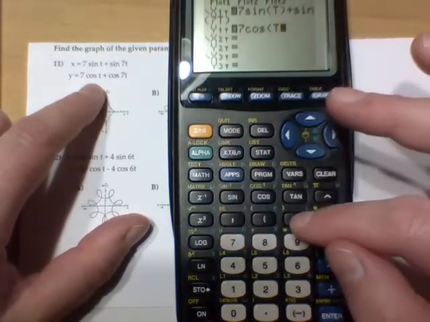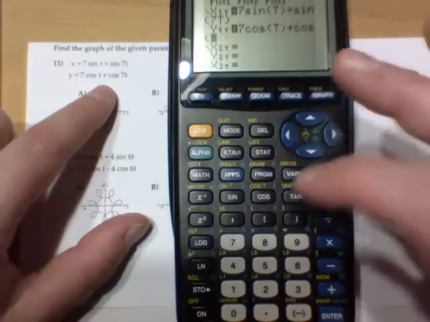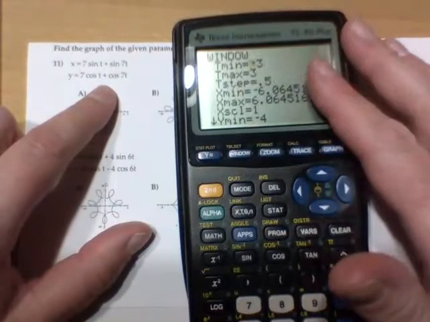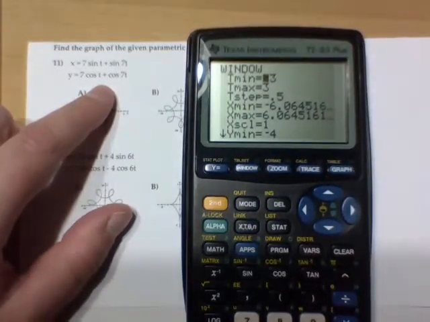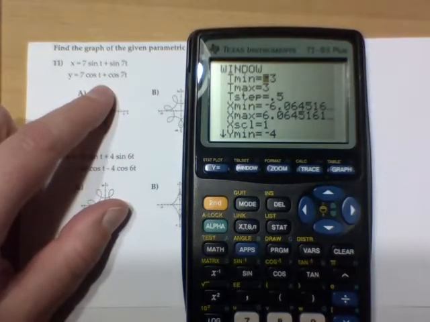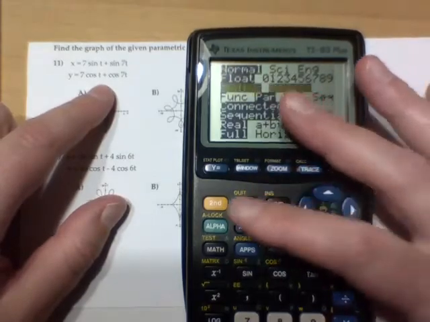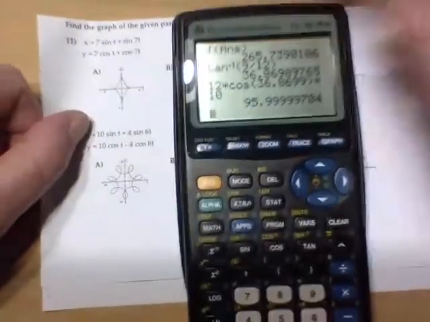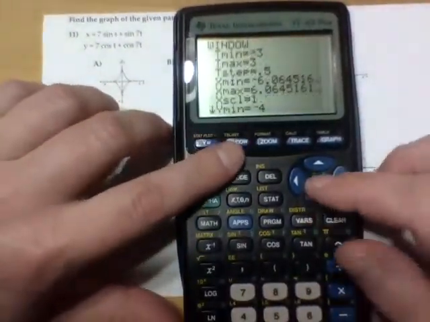Plus cosine of 7t. All right, and so before we graph, we are going to want to look at the window. And let's see, the window of most of these is not in degrees. Looks like it's in radians. So let's go ahead and go into our radian mode, because you can see that the axes here have whole numbers and not necessarily degrees going on when it comes to cosine.